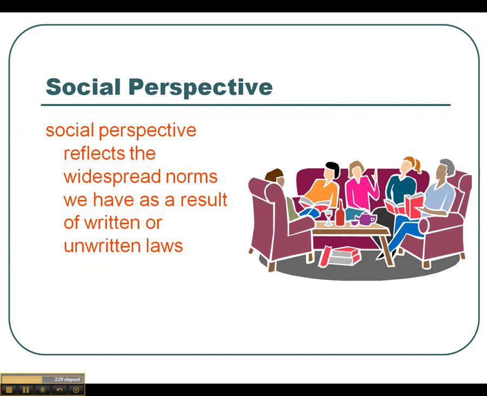The social perspective is what we do because everyone else is doing it. In other words, the social perspective reflects the widespread norms we have as a result of written or unwritten laws. In the case of renewable energy, it was not long ago when only long-haired hippies would drive a hybrid car. Now they're cool and in high demand. In Seattle, everyone separates not only their garbage, but their food waste into compost. The law now requires it, but a lot of people were doing it before it was required.